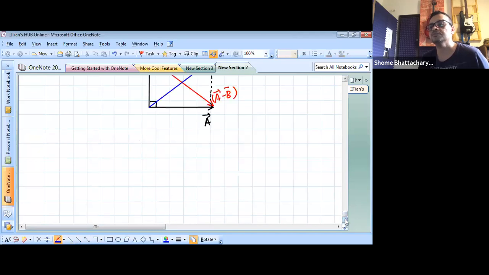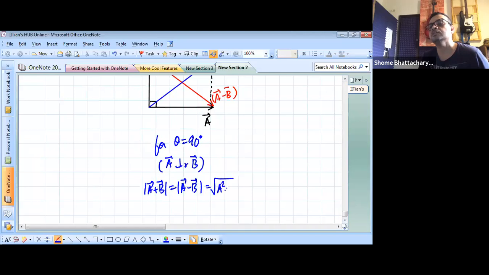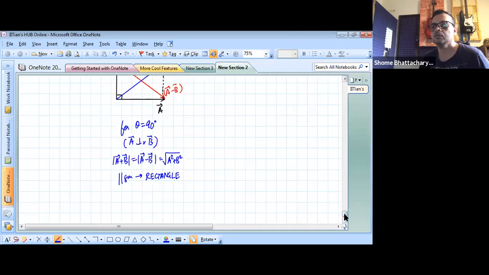So for this case, for example, we can see that for theta equal to 90 degrees, that is A is perpendicular to B, magnitude of A plus B becomes equal to magnitude of A minus B, becomes equal to root of A square plus B square. Okay. Because the parallelogram becomes a rectangle. You can apply the formula of triangle law also and understand the same thing. But this becomes so easy to visualize once you are thinking of the parallelogram law.